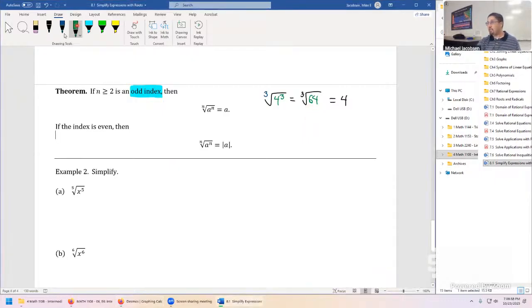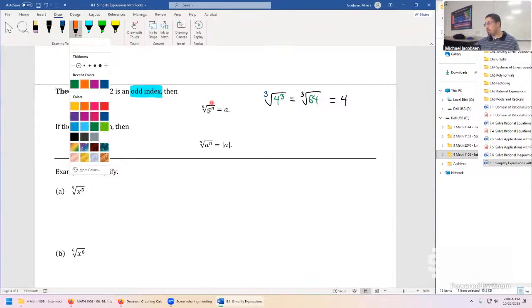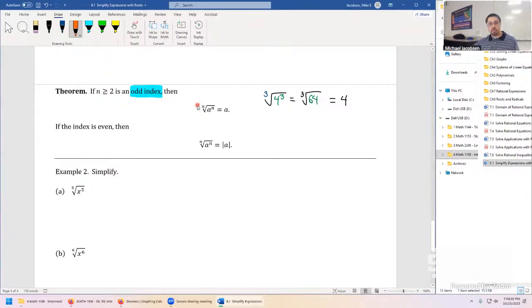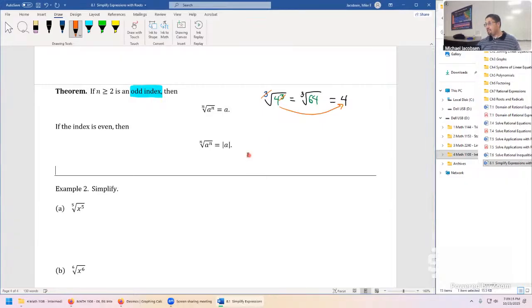The big idea with the new theorem we're looking into is that there's a cancellation. The index actually divides into the power, and the cancellation goes like this, giving us just the 4. And that's a really nice principle to have, which makes this one a little bit trickier.